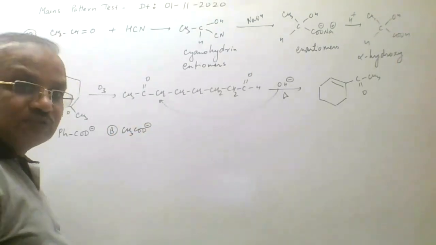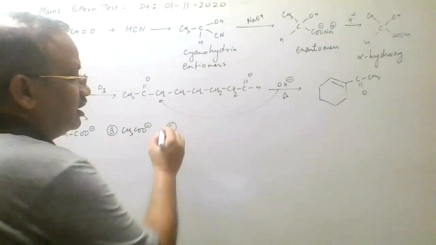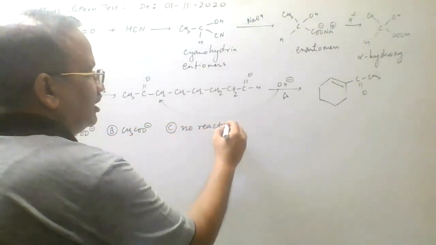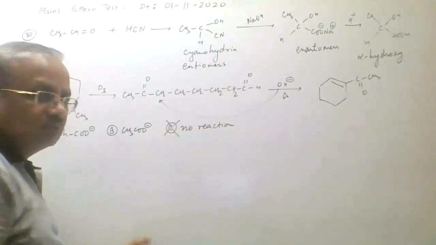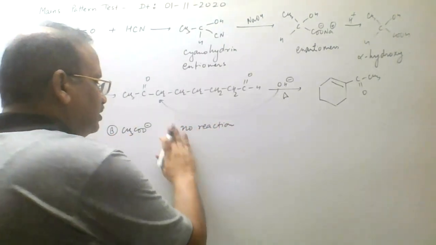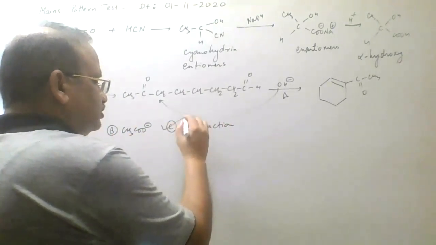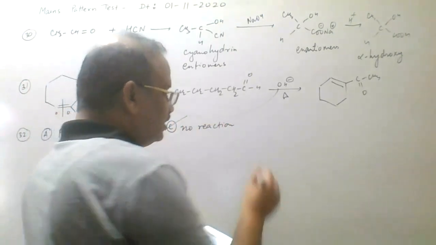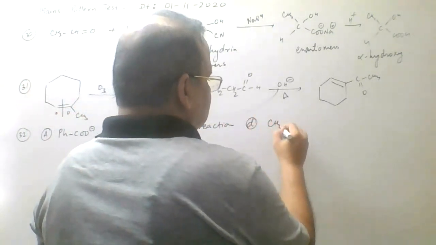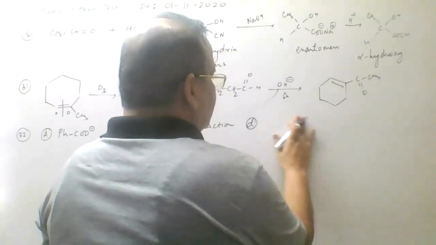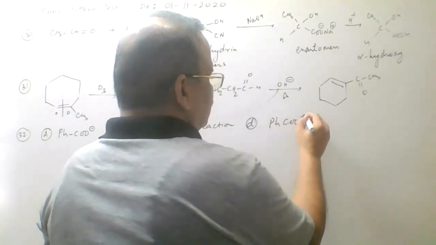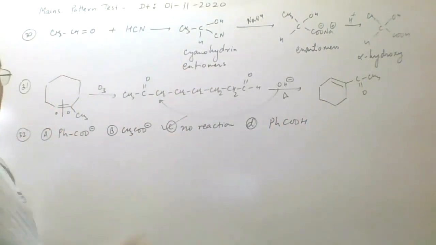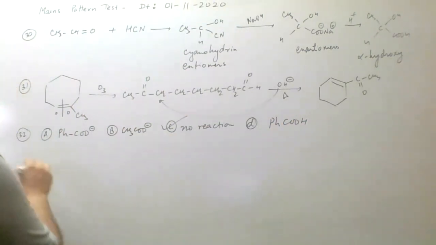In the third case, it is Fehling solution. Aromatic aldehyde doesn't give Fehling solution test, so there is no reaction. We will say that there will be no reaction, and it will remain an aldehyde. And in case of D, it will form a carboxylic acid, so PhCOOH will be formed. This will be the product. Aromatic aldehyde doesn't give Fehling solution reactions.